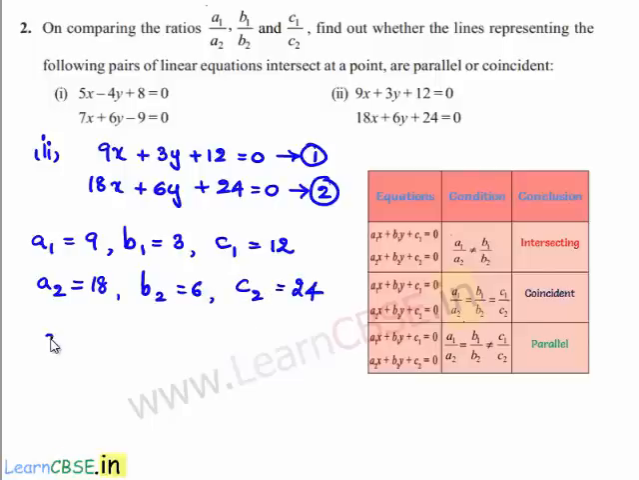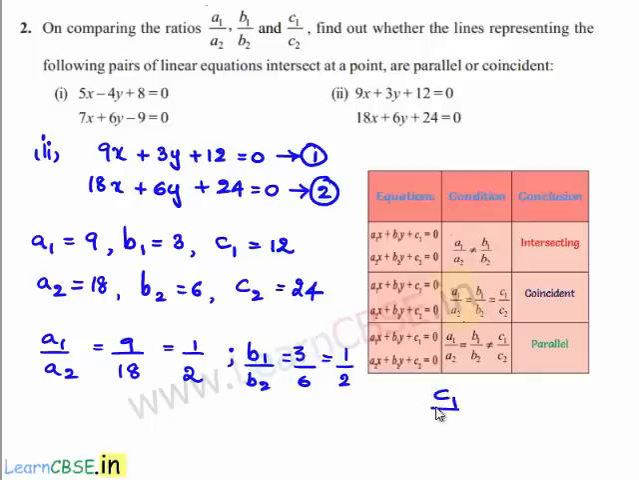So let us find a1 by a2, which is nothing but 9 by 18. 9 by 18 is 1 by 2. And b1 by b2 is equal to 3 divided by 6, which is nothing but 1 by 2. And c1 by c2 is equal to 12 divided by 24, which is nothing but 1 by 2. If we observe the values of a1 by a2 and b1 by b2 and c1 by c2, all the three values are equal to 1 by 2.